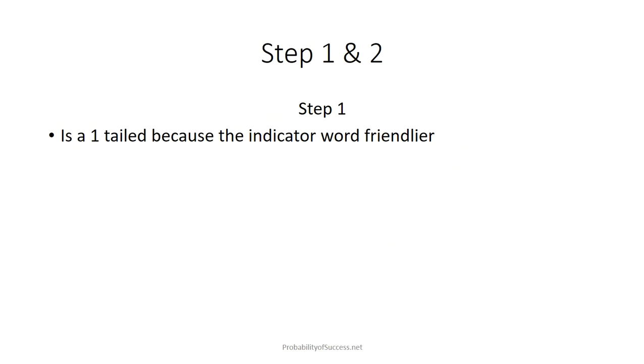Step 1. This is a one-tailed test because we're using the word friendlier, meaning more friendly. So we expect the pit bulls to score higher on the friendliness scale, so it's going to be in the positive direction. Therefore, we have a null of the average pit bull's friendliness is less than or equal to that of a non-pit bull. And the alternative is that a pit bull on average is going to be friendlier than a non-pit bull.